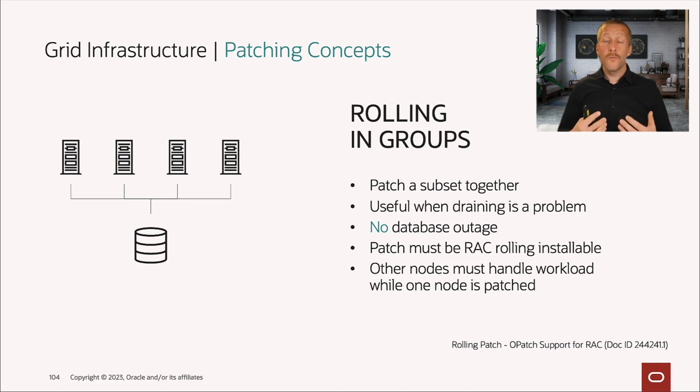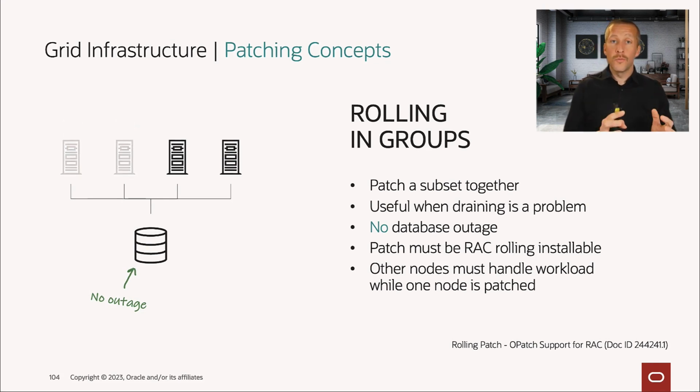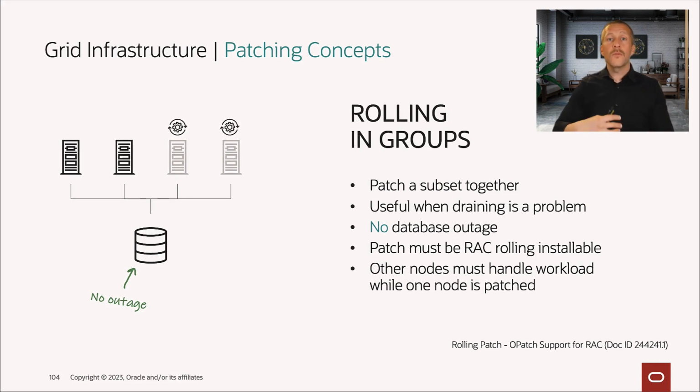A variation of rolling is rolling in groups. Instead of taking each node individually down for maintenance, you divide your nodes into groups, and then you take out one group and do a rolling patch, and then you proceed to the second group and do rolling patches. This method is useful if draining is a problem to you. But again, here you're taking out a group of instances from your cluster, so the other group must be able to handle that workload.